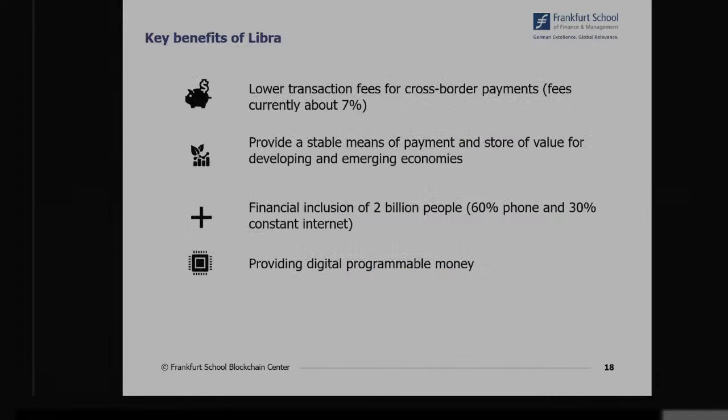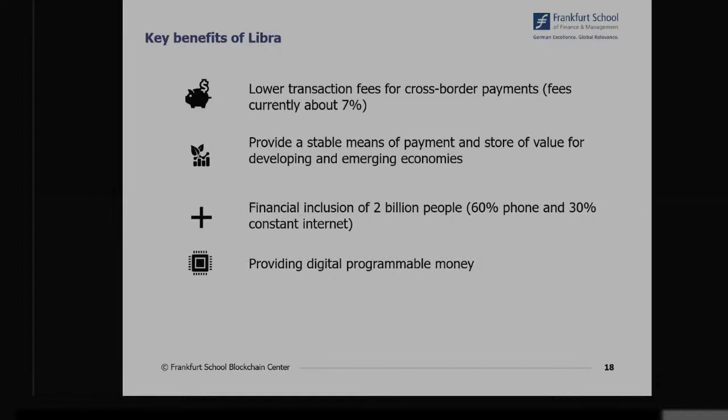Good. So this was basically the main important information about how the technology and the ecosystem work, and how the stablecoins are structured. Now I will briefly discuss the key benefits and also the key risks of Libra. So the first benefit is that it will significantly reduce transaction fees for cross-border payments. Looking at current World Bank data, we see that cross-border payments cost on average 7% in transaction fees.